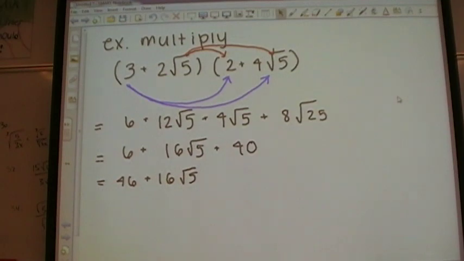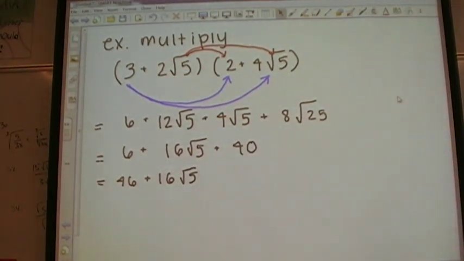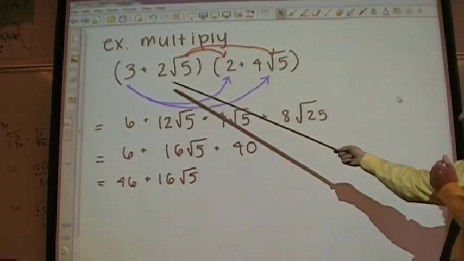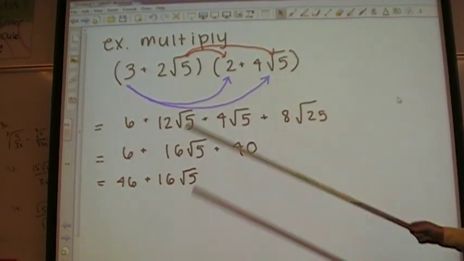Good? All right, the next example, still foiling. Does everybody have this down? Wait, where'd you get the 12 root 5 from? The what? This? By doing 3 times 4 root 5. 3 times 4 is 12.